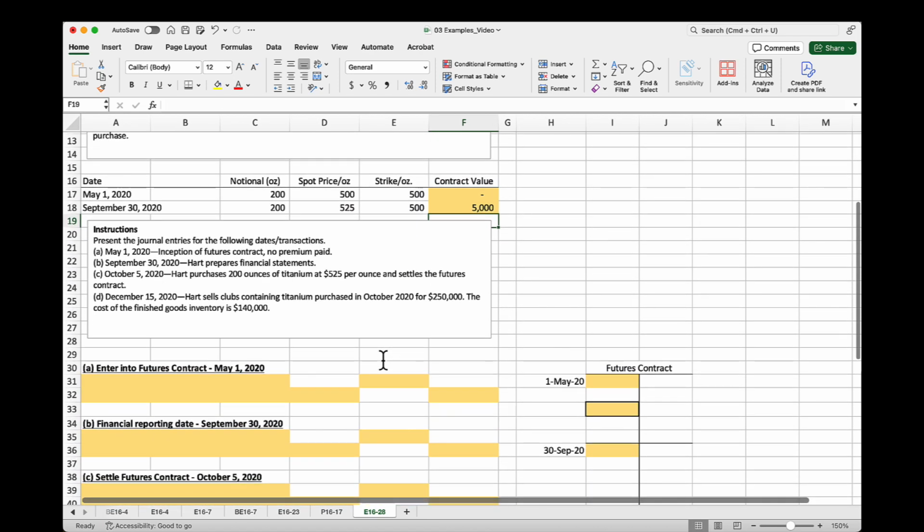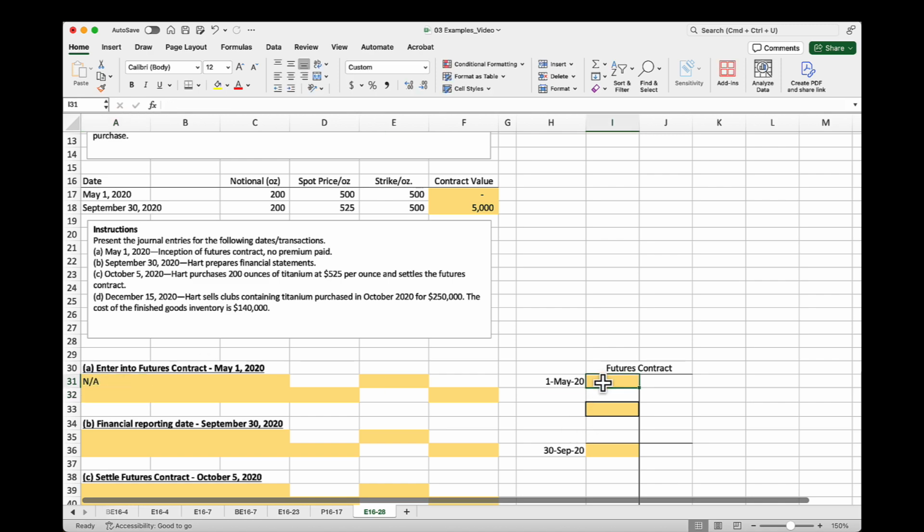So now let's get down to our instructions here. They would like us to do a series of journal entries that are going to include the inception of the futures contract, assuming we paid no premium, the first financial statement preparation date, then a date when the company purchases the titanium and settles the futures contract, and then when the company finally sells those finished goods that have been made from the titanium.